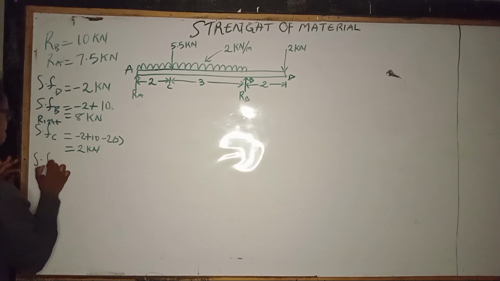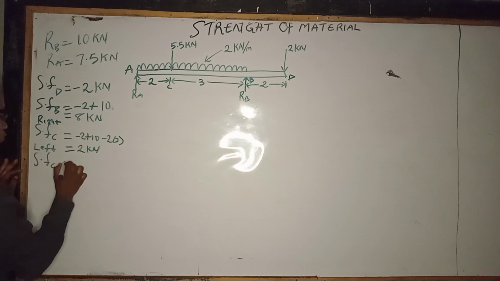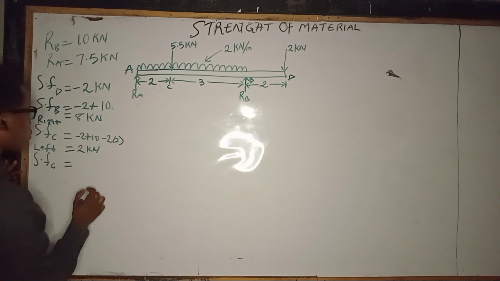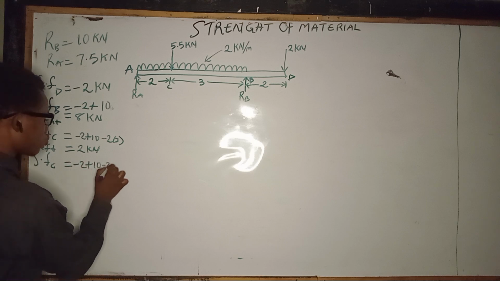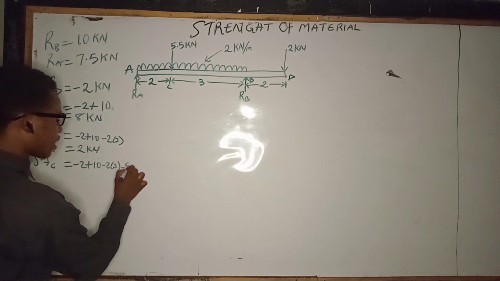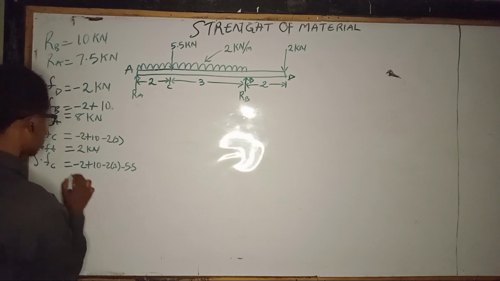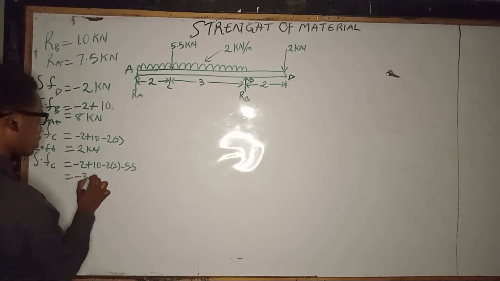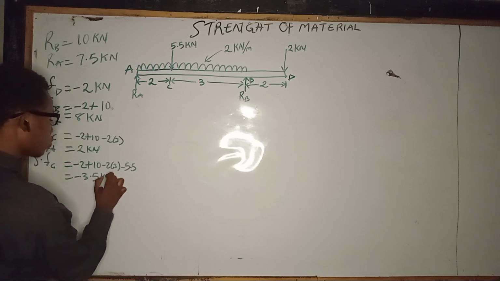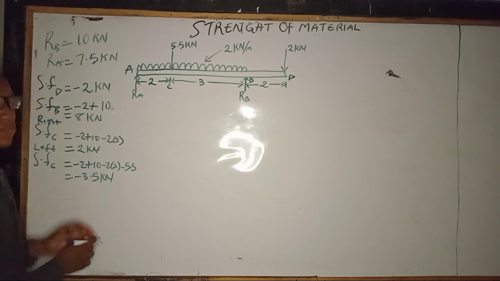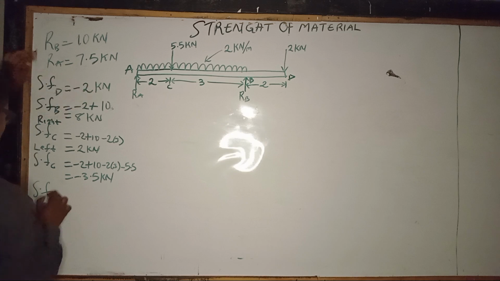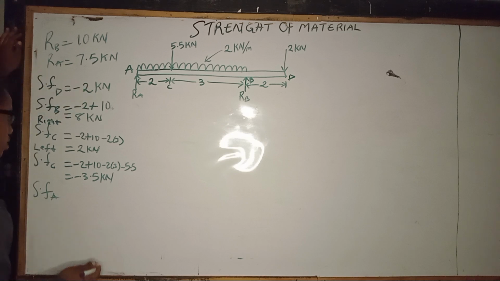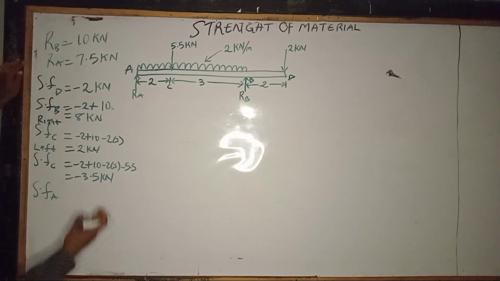Now the shearing force at C from the left is equal to minus 2 plus 10 minus 2 times 3 minus 5.5, which will eventually give us minus 3.5 kilonewton, negative 3.5 kilonewton. And then our shearing force at A is going to give us negative 7.5. But let me prove it.